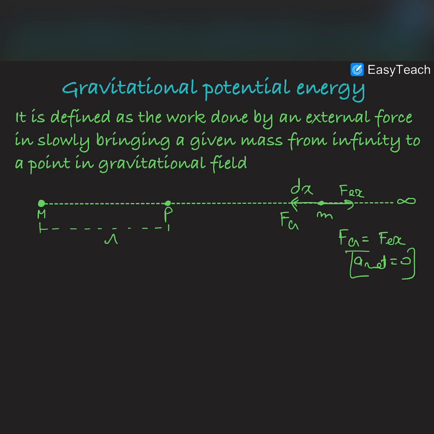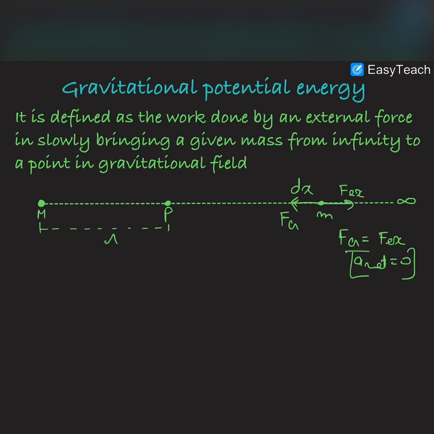In this video we are going to discuss the gravitational potential energy. We have already discussed the gravitational potential, and it was the work done in bringing a unit mass from infinity to a point in the gravitational field. But in this case there is a slight difference: the gravitational potential energy is the work done in bringing a given mass, instead of unit mass, from infinity to a point in the gravitational field slowly by the external force.